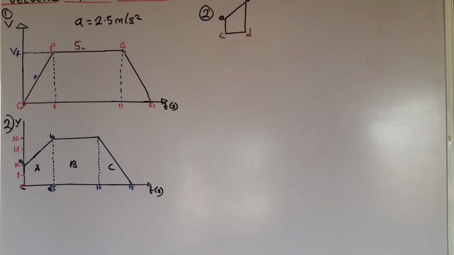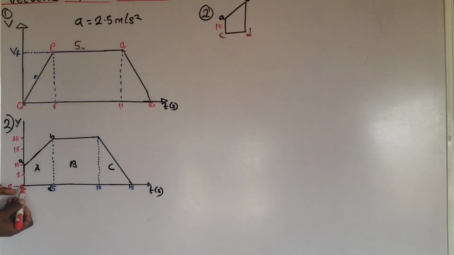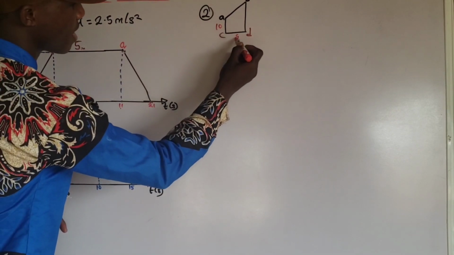Now, let us label the side. From this point to this point is what? Is 10, you understand? Because this point is 0. Now, the body moved from 0 velocity to 10 velocity. So, from this point to this point is 10. So, I'm going to have 10 here. From this point to this point is 5. You understand? That is 5 seconds. So, I'm going to have 5 here.